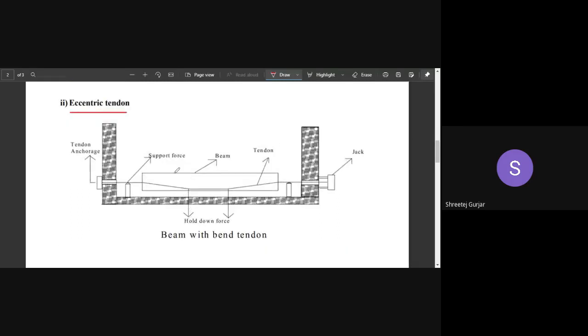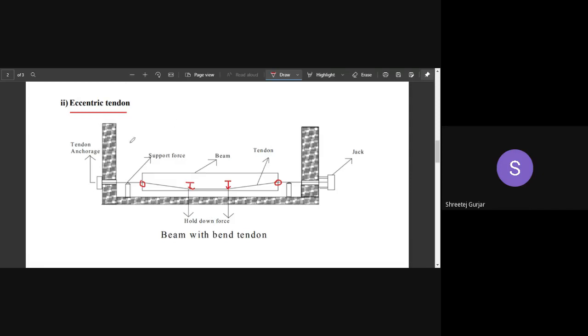this beam is having an eccentricity, and it is having a variable eccentricity. Eccentricity is zero over here and it is going on increasing up to here, and then it is having a constant eccentricity from here to here. Then again the eccentricity is going on decreasing and it is becoming zero at the ends. So this is a beam with a tendon having variable eccentricity. It is not having constant eccentricity.